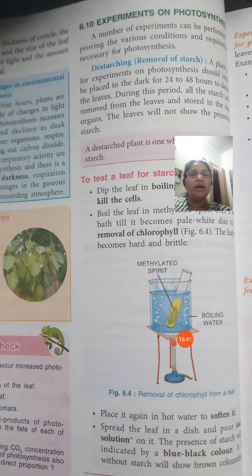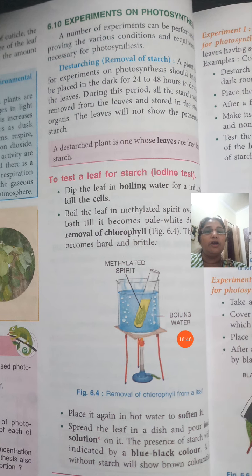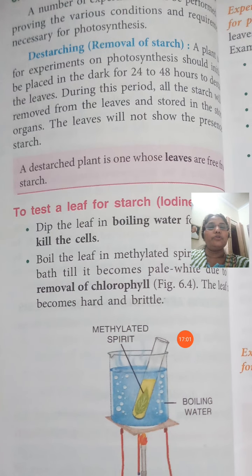Then another procedure: for every experiment on photosynthesis, one process is done. That is destarching, or removal of starch. For destarching, the plant for an experiment on photosynthesis should be placed in the dark for 24 to 48 hours to destarch the leaf. Destarch means removing the starch already present in the leaf. Then we will give a special condition for the leaf in the experimental setup.